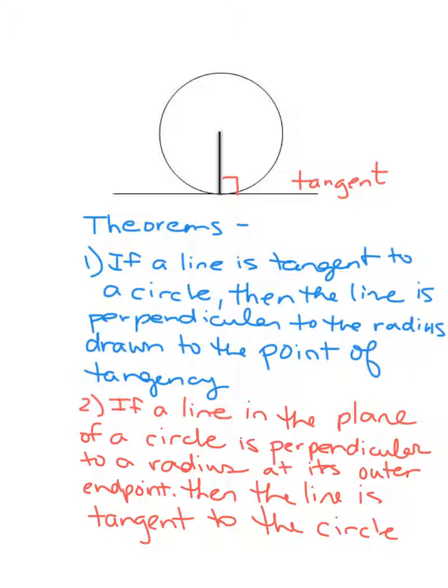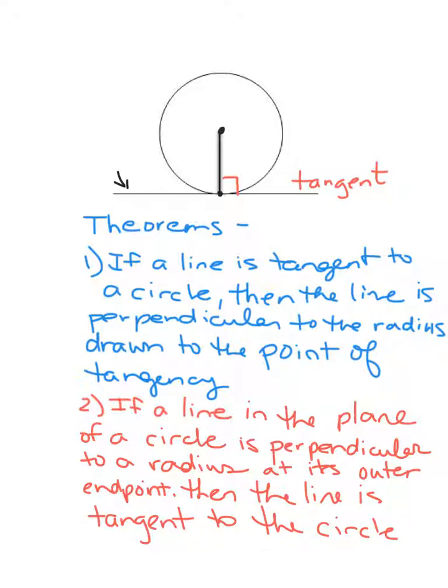The first theorem says if a line is tangent to a circle, then the line is perpendicular to the radius drawn to the point of tangency. So if I tell you that this line is tangent, then you know when it touches the circle that we're going to form a 90-degree angle there with the radius.